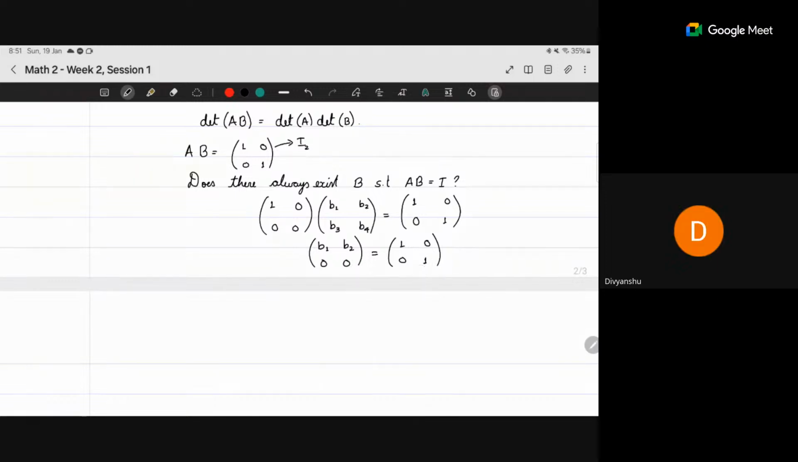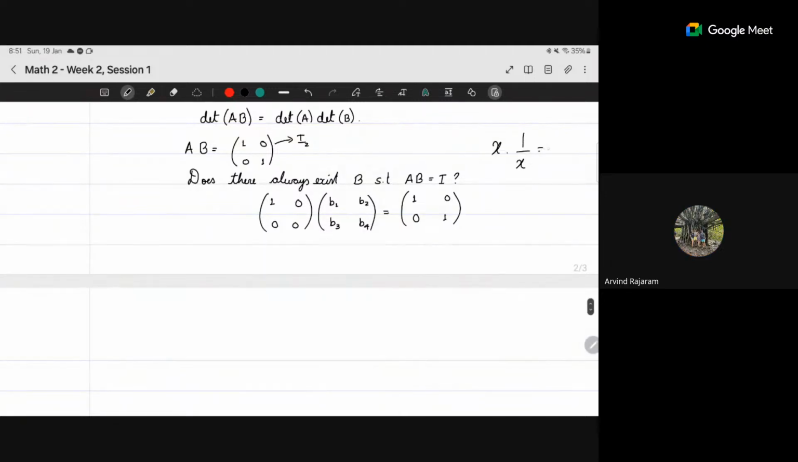So it is not always the case that you will find a matrix which you can multiply to get identity. Identity is like the number 1. So in the case of real numbers, can you always multiply a number to get 1? Yes, as long as the number is not 0, correct? If I have x, I can always do 1 by x to get 1. But in the case of matrices, it is definitely not only the 0 matrix that does not have an inverse, but there are many more matrices.